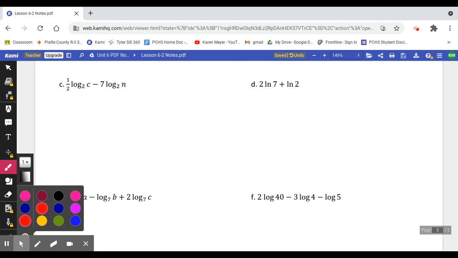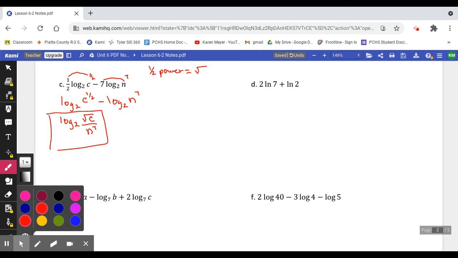Okay, going to move my numbers up in front as powers. So then I got log base 2 of c to the 1/2 minus log base 2 of n to the 2nd. Oh, 1/2. If I see a power of 1/2, everybody should know 1/2 power is equivalent to taking the square root. So here I'm going to write it as log base 2 square root of c. And then subtraction means division. And then I'm going to put n to the 7th power on the bottom. Done.